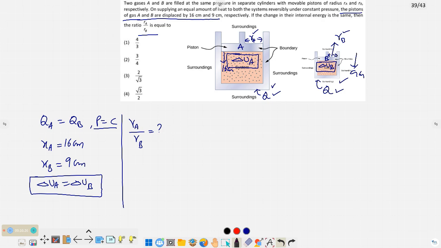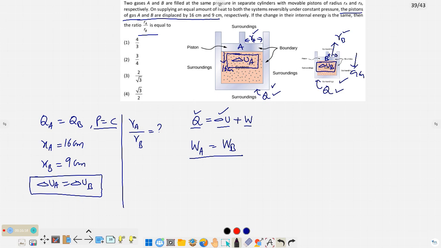First, whenever heat is given to the system, according to the thermodynamics equation, some amount is utilized as delta U, and the remaining is utilized to do work. So in both cases, Q is the same and delta U is the same. That means I can say the work done in system A is equal to the work done in system B. The only difference is work, so the work done also becomes equal. So WA is equal to WB.